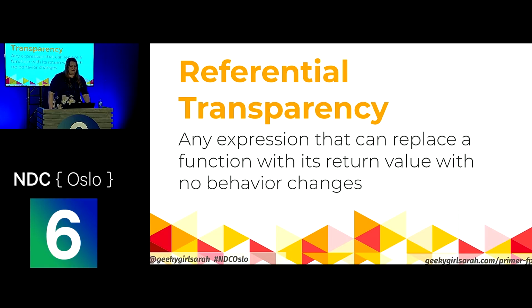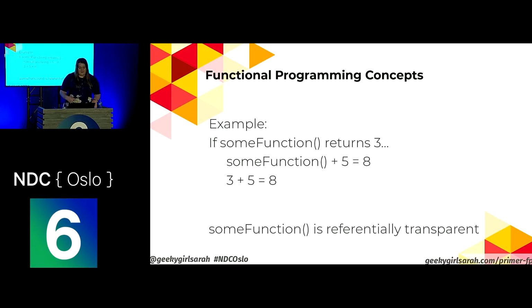So referential transparency is a complicated term for this idea: any expression can replace a function with its return value with no behavioral changes. So if it's a pure function, you can take out the function and put in a value, and everything would be the same that way. An example of this would be if some function always returns the value of 3, then you can take out that function, put in 3, and it would still work the same. I don't think anybody would ever do this, but it's an example that makes sense in a nutshell.